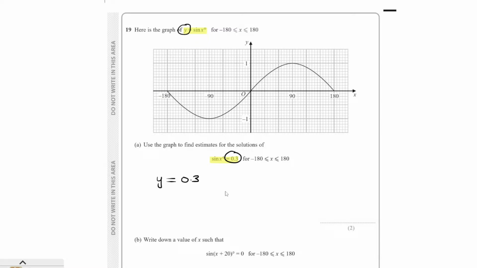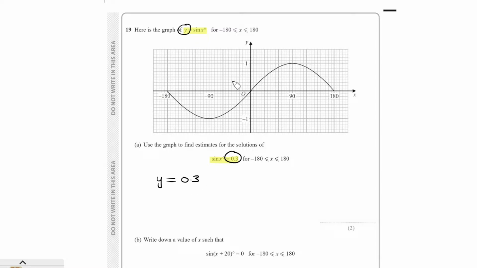So this you might have seen in other questions where it's normally a quadratic, where they put the quadratic equal to 0 or equal to a number, and you have to use the graph to solve it. This is exactly the same logic. I know you can't obviously do sine inverse because you don't have a calculator, so you're going to use the graph. So I'm going to need to draw a line for y equals 0.3, which is a horizontal line.